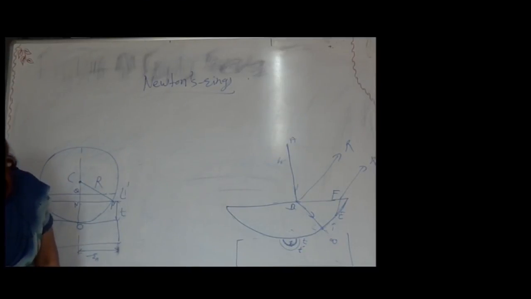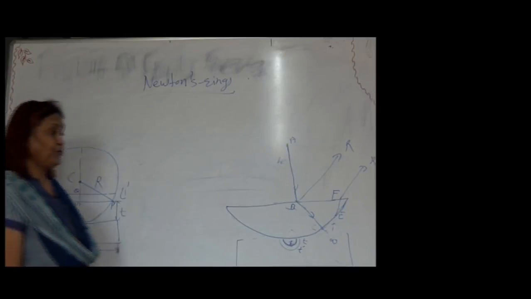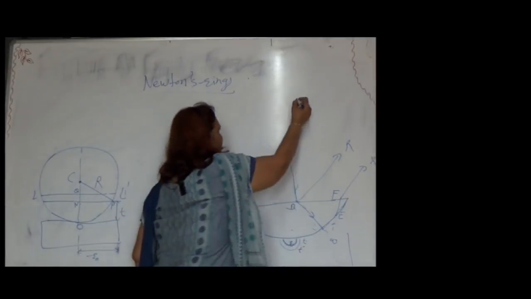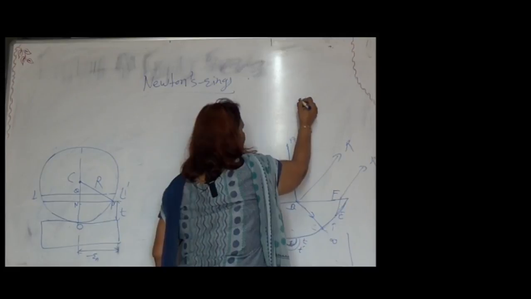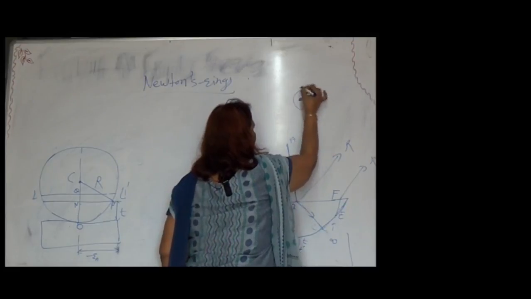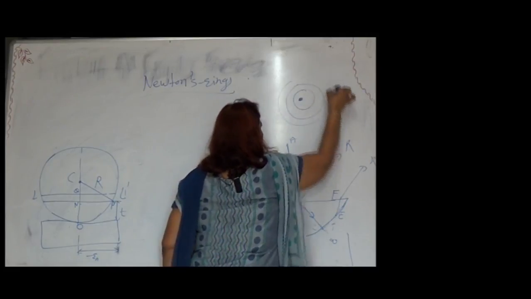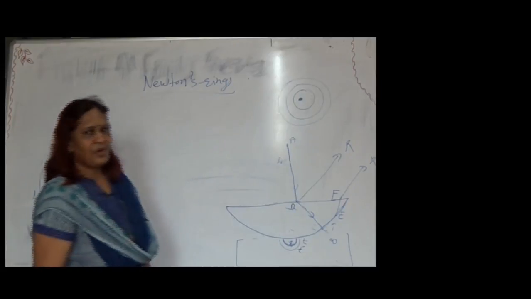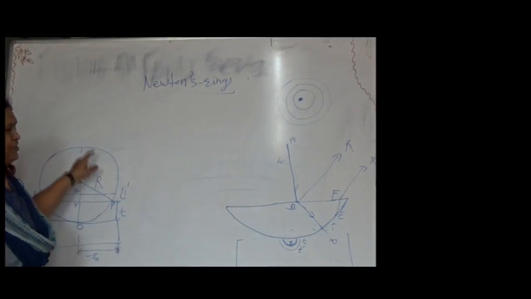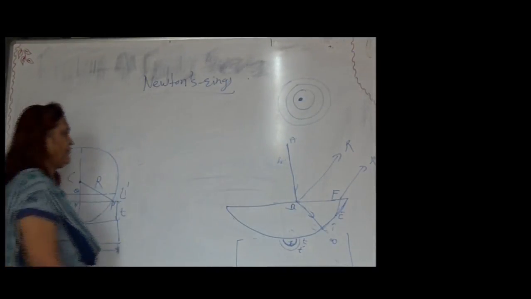Now, by using Newton's rings due to the reflected light, the pattern we observe has the center spot as a dark one, and around it a number of concentric rings. This is the Newton's ring pattern due to the reflected light.